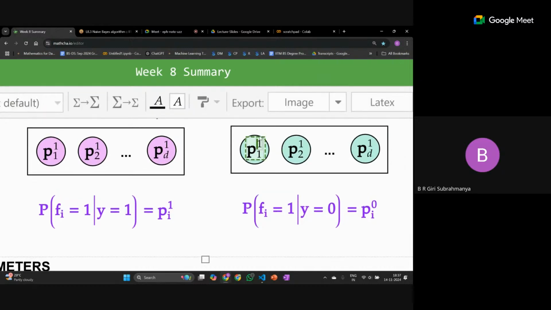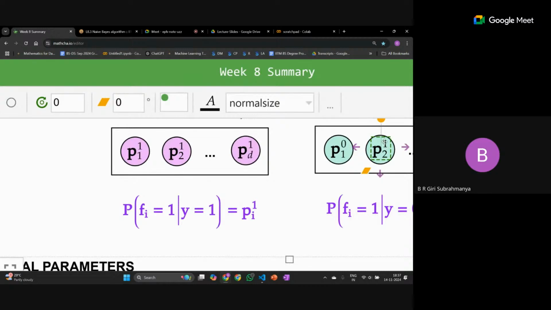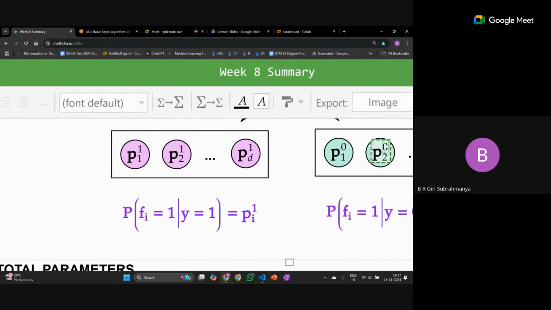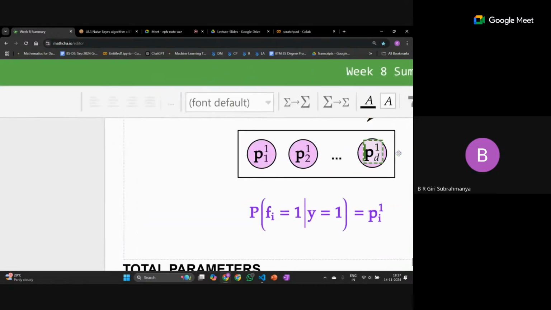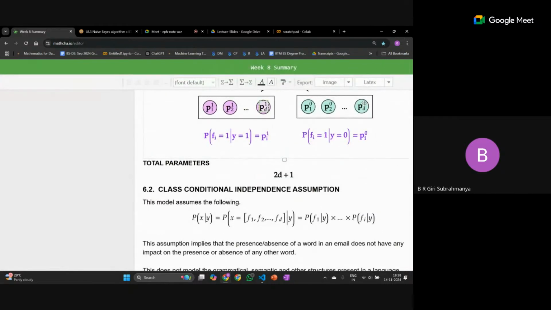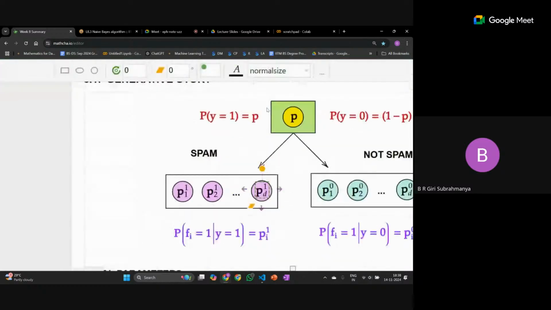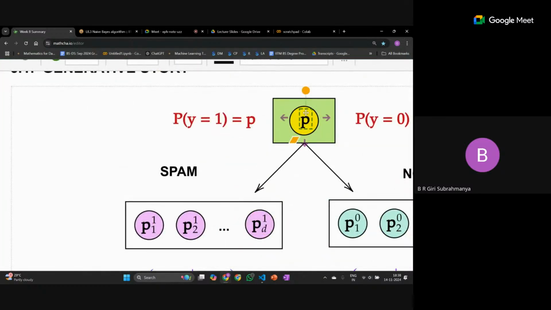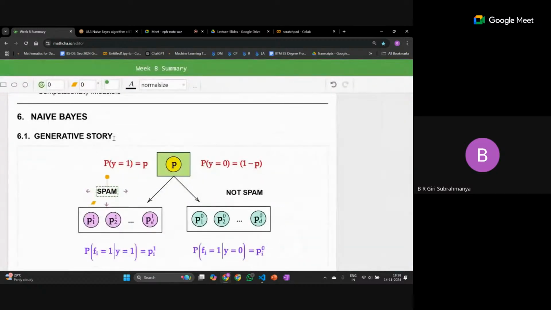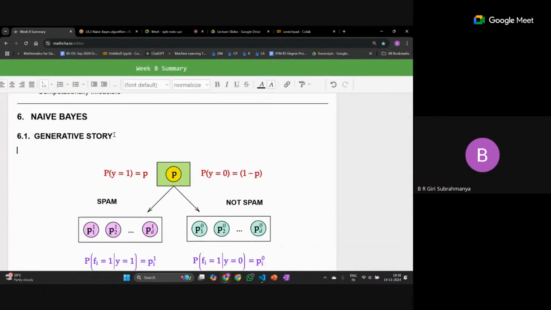So this is going to be P01, P02, and P0D. What this is basically saying is, first you will flip the coin. Now if it turns out to be head, you will come here. Now the way you will generate the email is given by these coins.